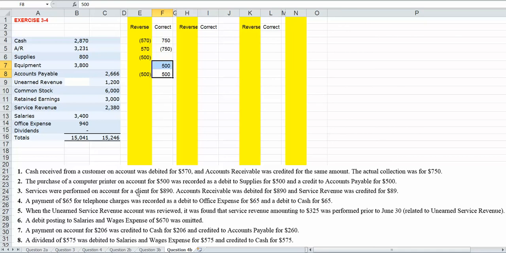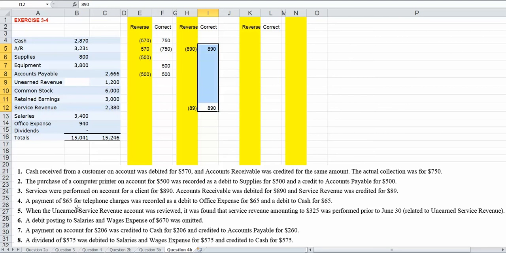Let's go ahead and take a look at 3. Service revenues were performed on account for a client for $890. We had debited accounts receivable for $890, and we credited service revenue for $89. So let's do the exact opposite for this. Debit to AR would have increased it, so let's decrease accounts receivable by $890, and let's decrease our service revenue for $89. The correct entry would have been to increase accounts receivable by $890 and increase our service revenue by $890.